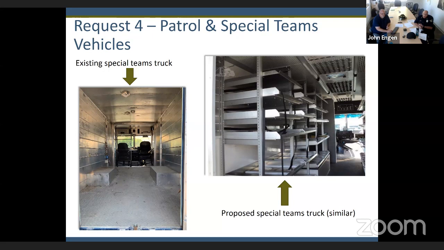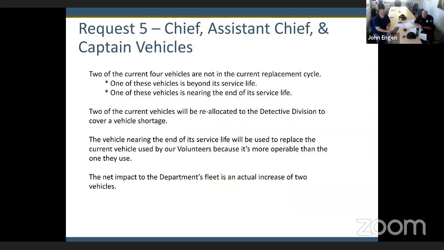Once again, without armor, you can see the van that was white in color on the first page was a van similar to the one that we've been looking at. And on the left-hand side, you can see the interior of the old 1990 van that is no longer serviceable. And the picture on the right is the proposed truck that is similar, that will just be a vehicle to transport gear. So any questions about that?